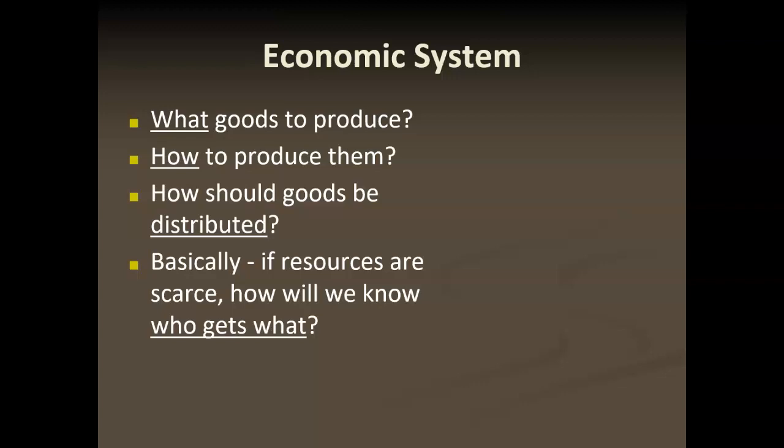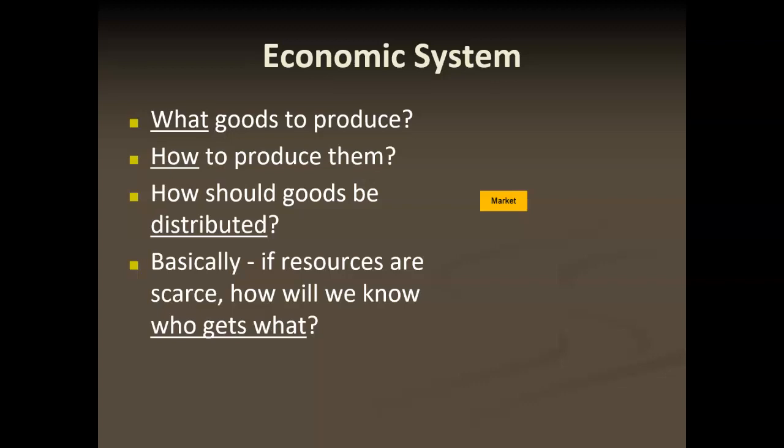There's not enough of everything, so there has to be an allocation system. That allocation system is what we're talking about. There are two types of economic systems. Today, we tend to see market systems. What we see in the United States is a market system known as capitalism.